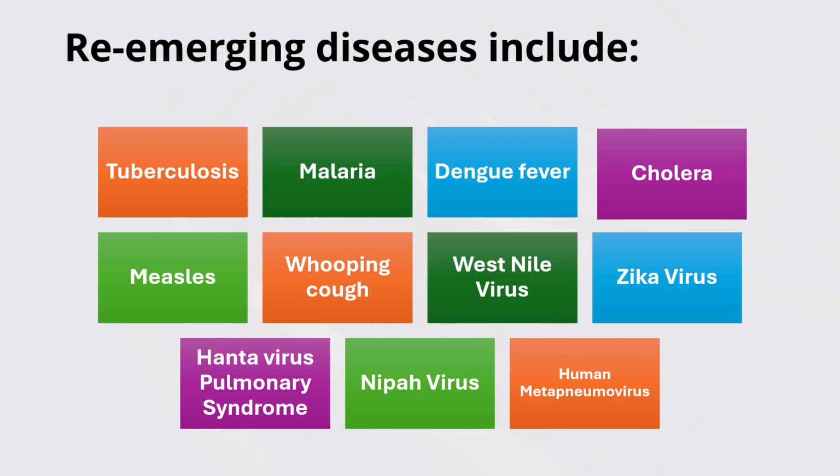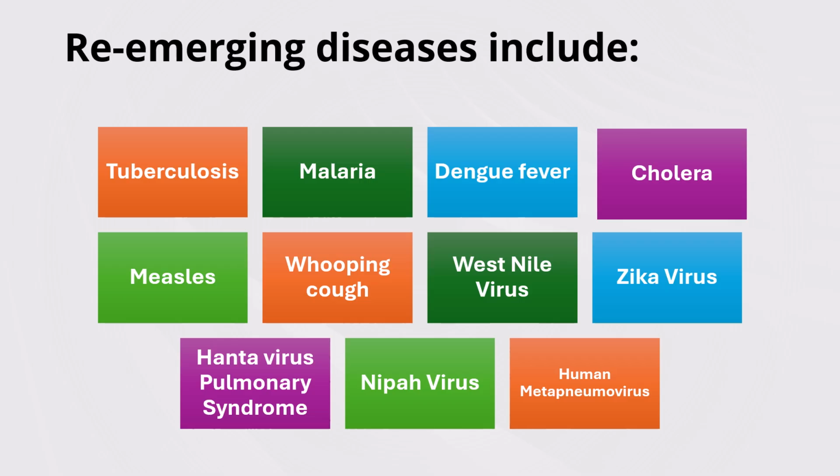Then you have the human metapneumovirus, which is a virus that belongs to the Paramyxoviridae family. The human metapneumovirus, better known as HMPV, was first identified in the Netherlands in 2001 and is known to cause respiratory infections, particularly in children and adults.